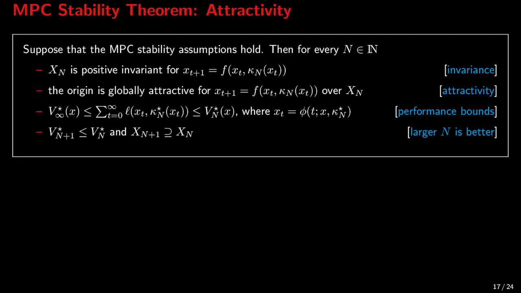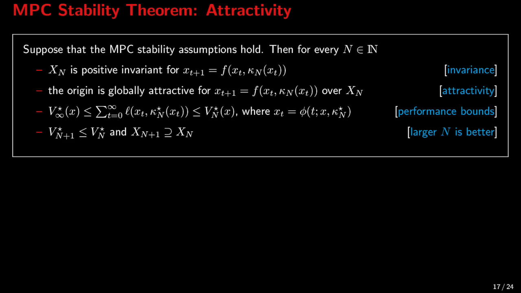It is above the optimal cost, of course. It is suboptimal. This is not the best controller; kappa infinity star would be the best controller. So it is above that, but it is bounded above by VN star. And the last property comes from the monotonicity property of the dynamic programming operator, and states that as we increase the horizon, we will be getting a cost function which is below the one we have.